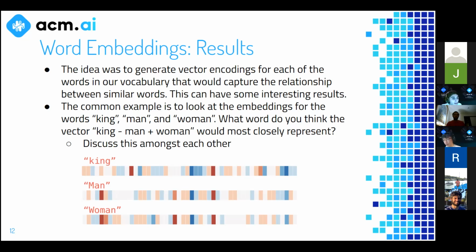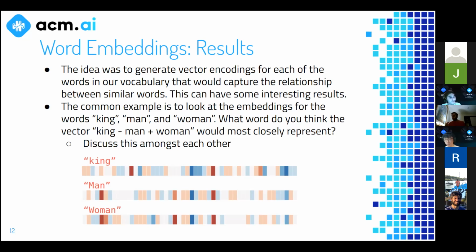So queen, right? King is someone in a strong position of power, and they're also a man. If you subtract the man part out of that, it's someone in a strong position of power, and then you add the woman term to that. Now you're left with someone in a strong position of power who is a woman, which is queen. It's really cool, right?